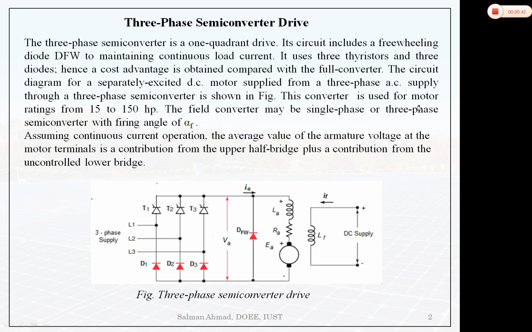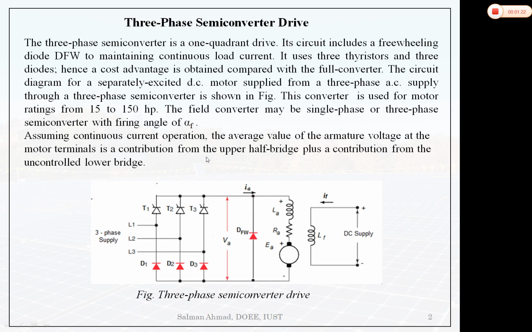and it will provide an alternative path to the current through this armature circuit. Whenever this circuit is disconnected, the freewheeling diode will provide an alternative path to freewheel the current through the armature circuit. Similarly, in the field circuit, either we can have a single-phase controlled rectifier fed system, or we can have a three-phase rectifier fed system. So this drive is useful from 15 horsepower to 150 horsepower drives.